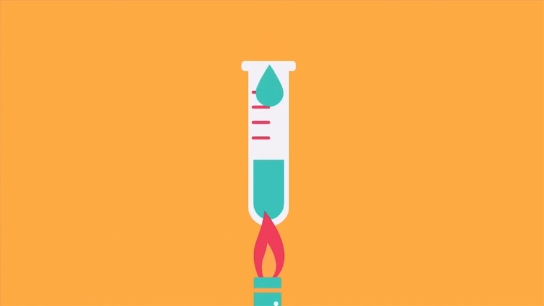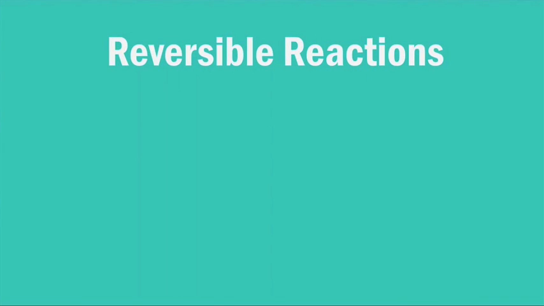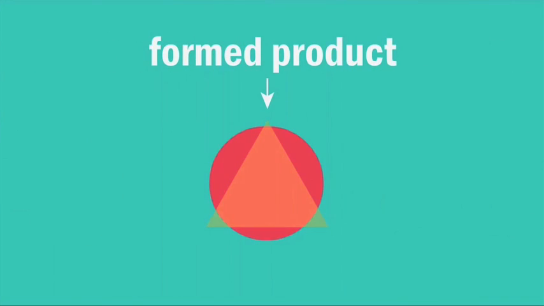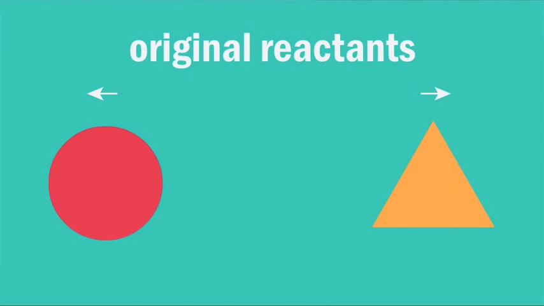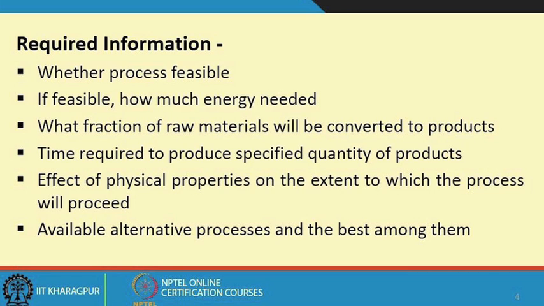Also, we know that some chemical reactions proceed in one direction, they do not proceed in the other direction, while there are other chemical reactions which can be reversible. So, whenever we try to devise any particular mass transfer process, first thing we need to know is whether the process is feasible. If feasible, how much energy is needed and what is the equilibrium conversion, because that is the maximum that we can get out of the process.